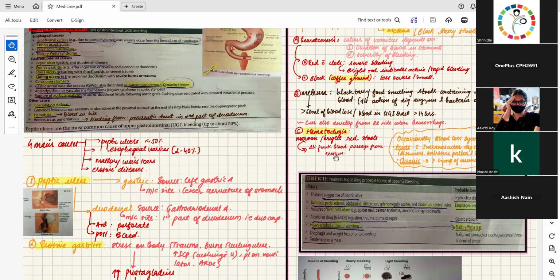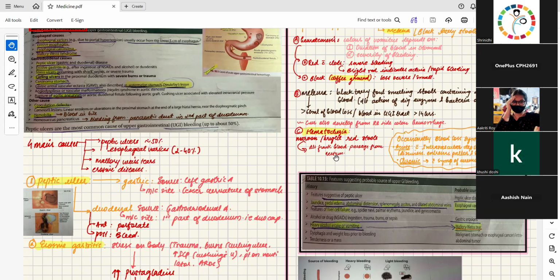As we know, in peptic ulcer, there are two types of ulcer: gastric ulcer and duodenal ulcer. In the gastric ulcer, the most common source is the left gastric artery, and the most common site is the lesser curvature of the stomach. But in duodenal ulcer, the source is the gastroduodenal artery, and the most common site is the first part of the duodenum, or the duodenal cap. One thing of significance is that anterior duodenal ulcers mostly tend to perforate, and posterior duodenal ulcers mostly tend to bleed.